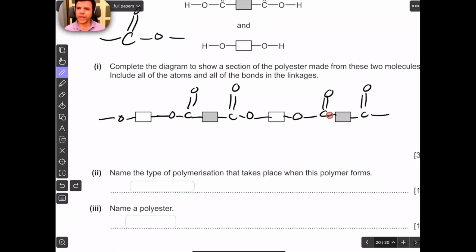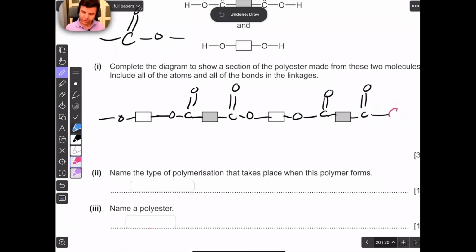Should we remove the ester after the last linkage here? No, this is going to be open here, right? Both have to be open. There shouldn't be any oxygen here. Just keep it the way it is.